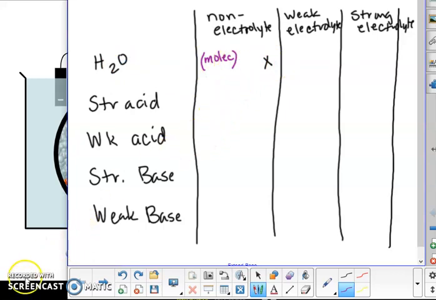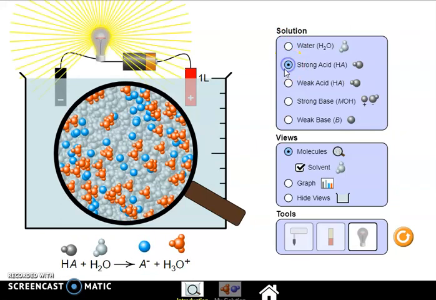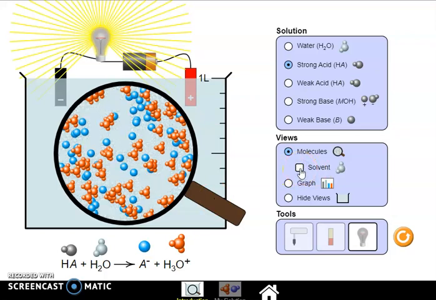Okay, let's go back to the app here as you're ready. So there's water. Let's look at a strong acid. Wow, look at that. The only molecules I see in here are of the solvent. There are none of these molecules. This is what the acid is, and when you put it into the water, it breaks apart into these ions. It really breaks into pretty much all ions, doesn't it? When you remove the water, it's almost all ions.